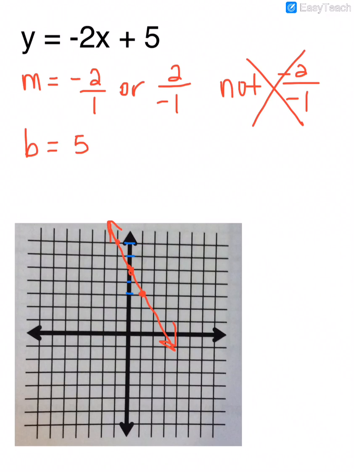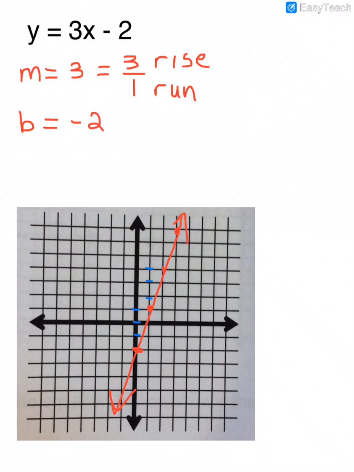Another tip for knowing whether or not your graph is correct: if your slope is negative like this one, then it should be falling. Your line should be falling from left to right. So we had a -2 for our slope, and our line fell from left to right. In the graph that we did at first, we had a positive slope, and our line was rising from left to right. So always know, if your slope is positive, your line should be rising from left to right. If your slope is negative, your line should be falling from left to right.